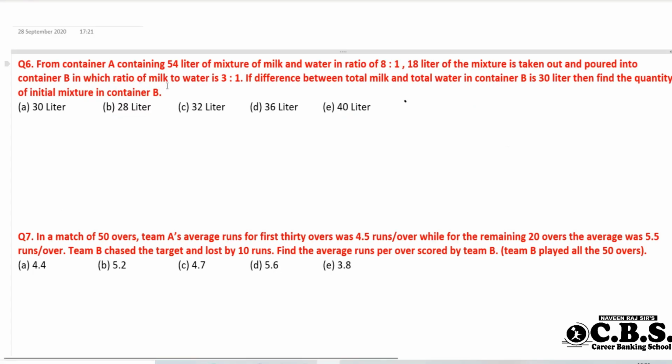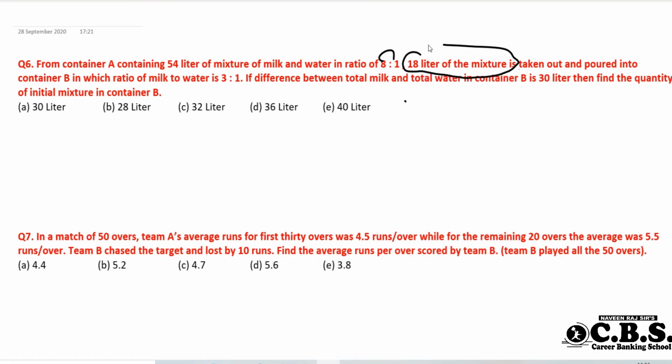From container A, containing 54 liters of milk and water in a ratio of 8:1, 18 liters of mixture is taken out and poured into container B, in which the ratio of milk and water is 3:1. If the difference between total milk and total water in container B is 30 liters, then find the quantity of the initial mixture of container B. What is the initial ratio? 3:1, so how many parts? 4 parts, so the quantity is a multiple of 4. So this option is a wrong answer; obviously the options with multiples of 4 are favorable.